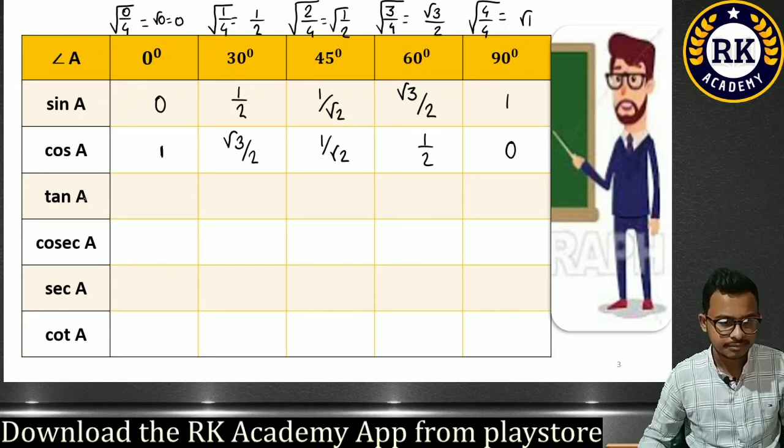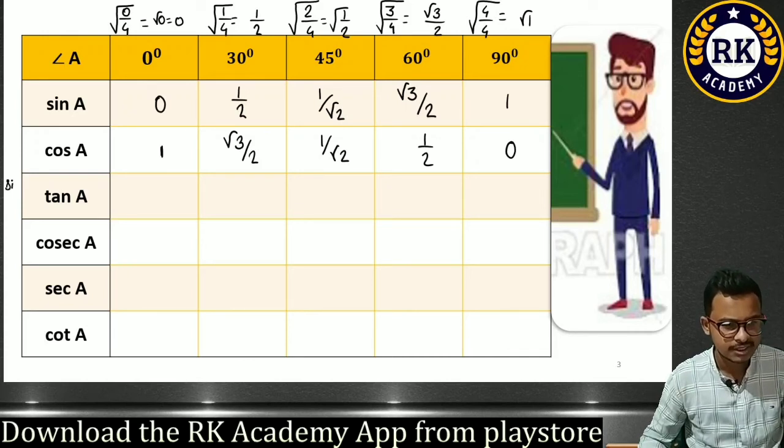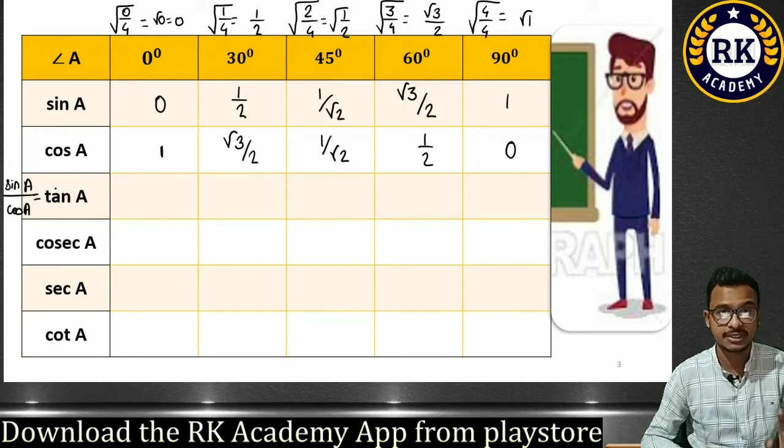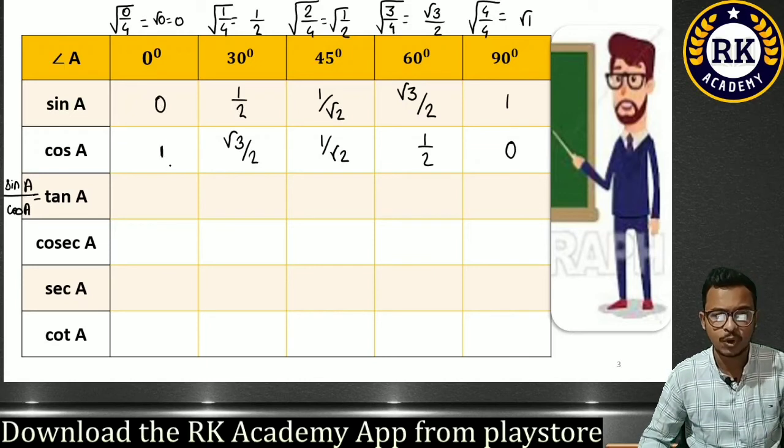Now tan A, what is the relation of tan A? Do remember this, there is a relation of tan A. Tan A is always what? Sin A divided by cos A. Okay, this is my tan A. Tan A is always expressed as sin A upon cos A. You have to remember this for a very long time, it will be very useful. So tell me, 0 upon 1. If I divide 0 upon 1, what will be the output? In the chat box, please provide it. Anyone?